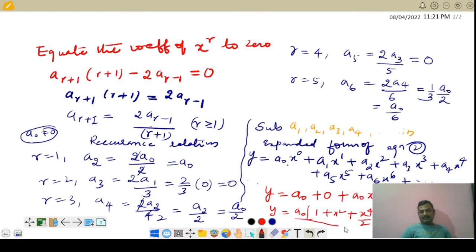So this is the series solution, students. This is the series solution of the given differential equation dy by dx minus 2x equal to 0.